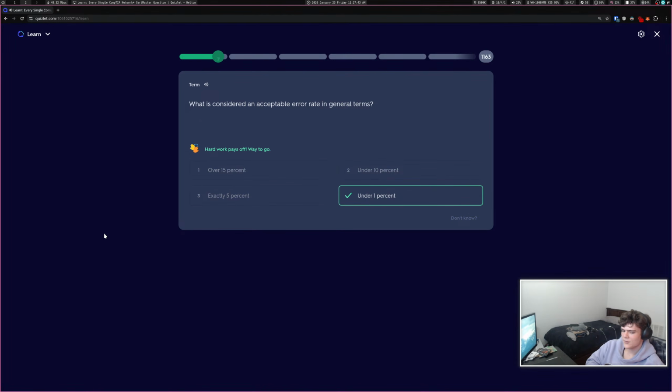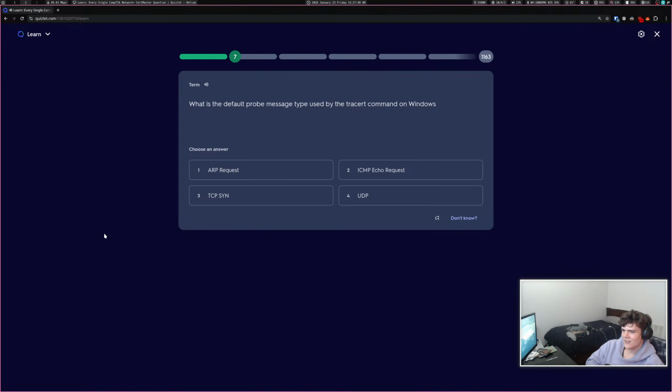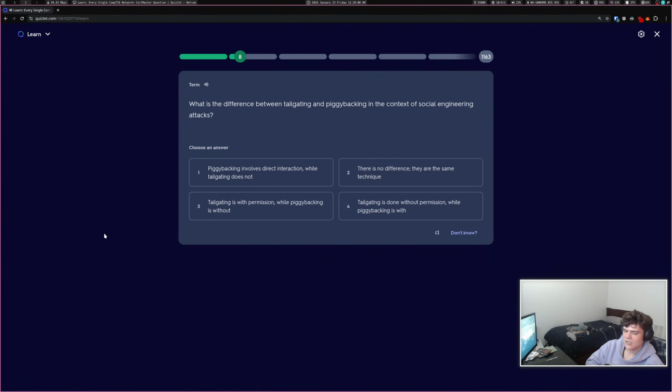Under 1%, sorry, in general terms. What is a default probe message used by the traceroute command on Windows? Because it's ICMP on Windows for traceroute and it's UDP on Linux for traceroute.